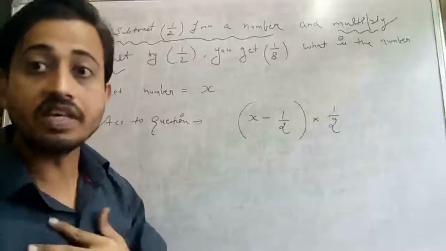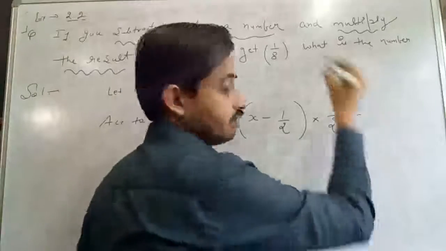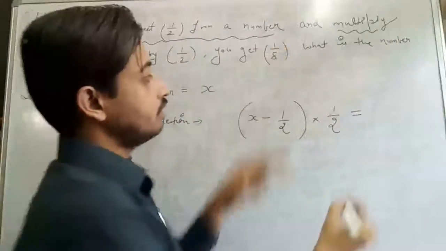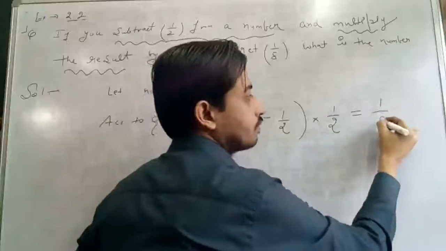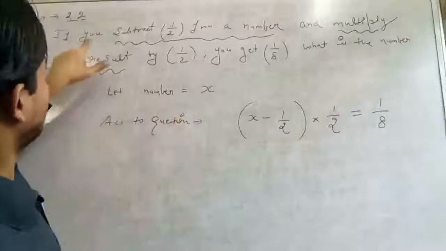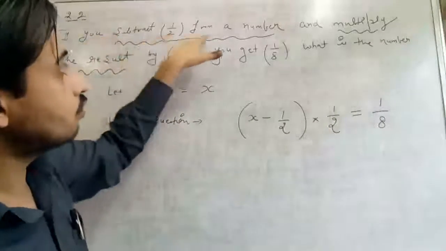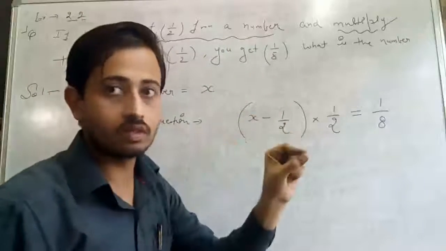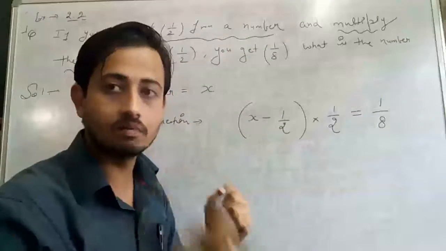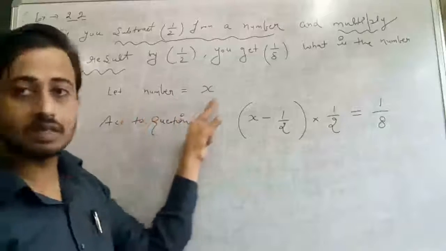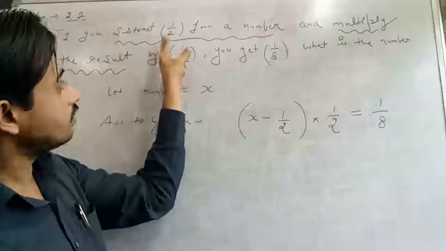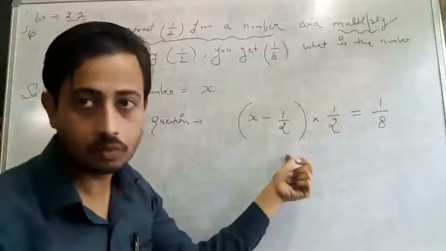We get 1/8. Again I repeat. If we subtract 1/2 from a number, but we don't know the number, so let me first take our number as x. So take the number as x and subtract 1/2.